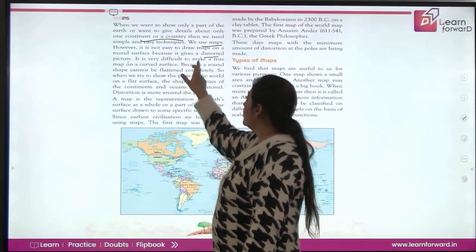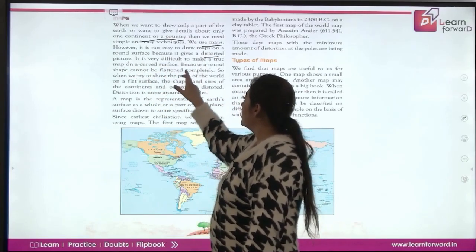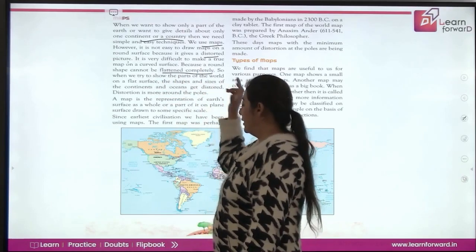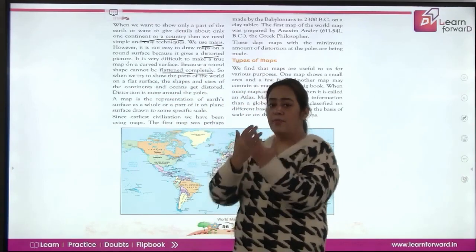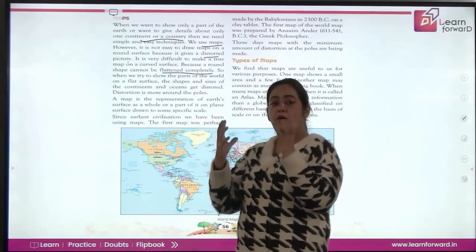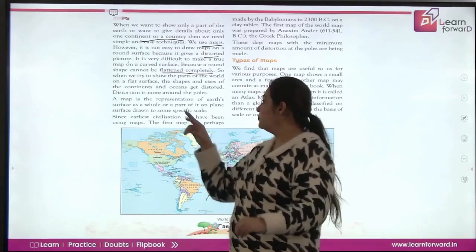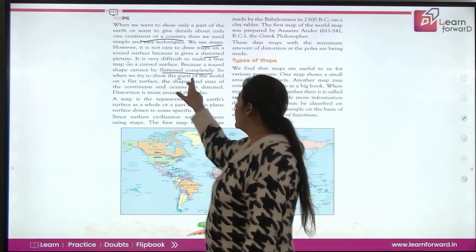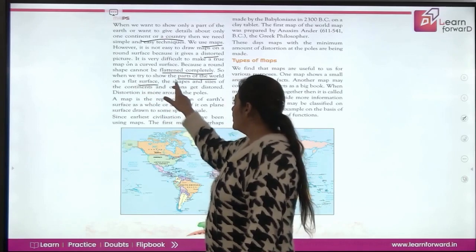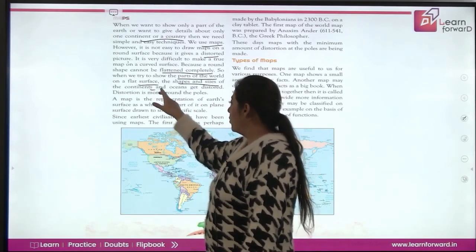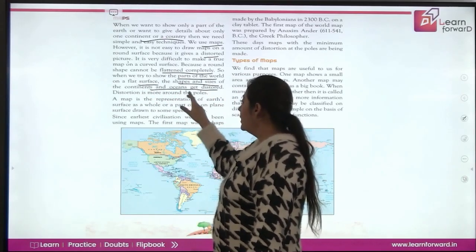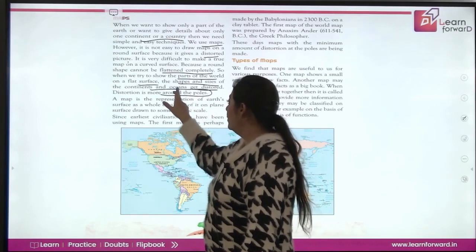And it's very difficult to make a true map on a curved surface because a round shape cannot be flattened completely. Now, I cannot draw a map on a round structure because there will be a lot of distortion, especially towards the poles. So, when we try to show the parts of the world on a flat surface, the shapes and sizes of the continents and oceans get distorted. Distortion is more around the poles.